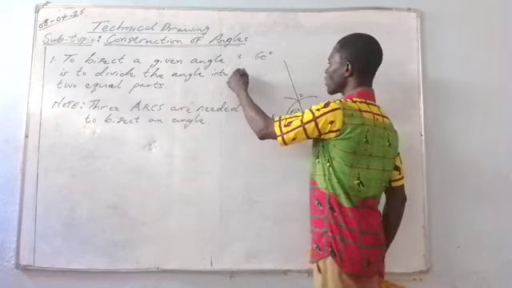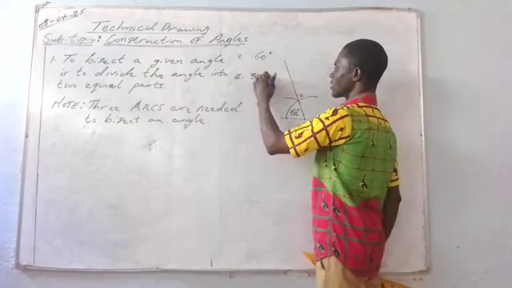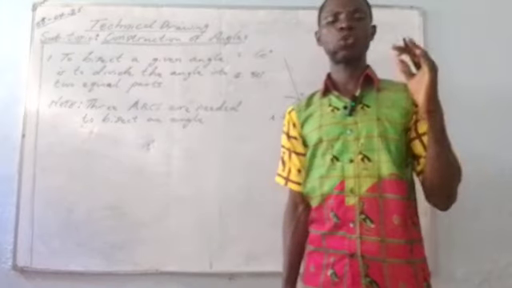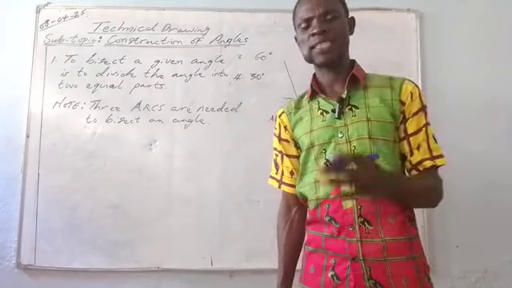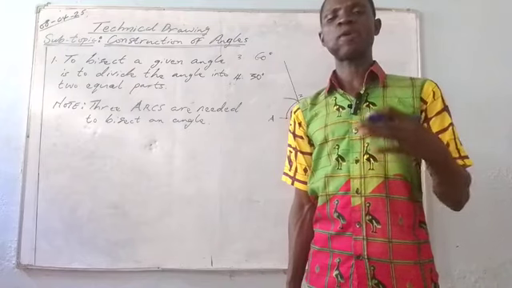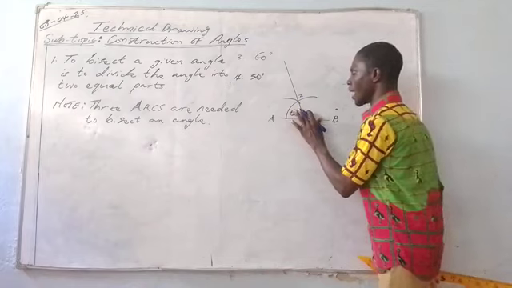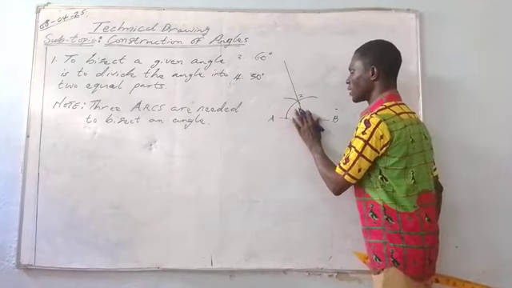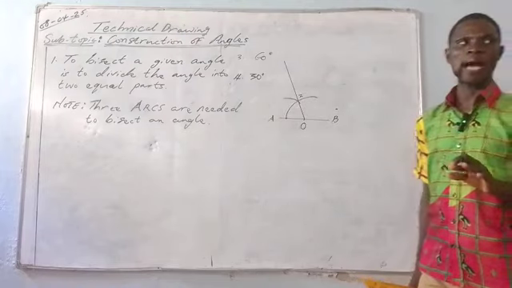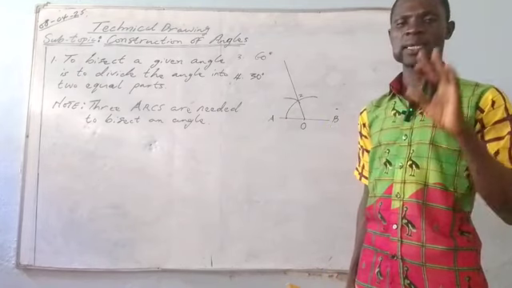Now, the first one that we are going to look at is angle 30 degrees. Now, to construct angle 30 degrees, all you have to do is to bisect angle 60 degrees. Divide angle 60 degrees into 2, then you have a 30 degree angle. So I'm going to play this. We have already drawn angle 60 degrees. So all I have to do now is to bisect angle 60 degrees to get angle 30 degrees.